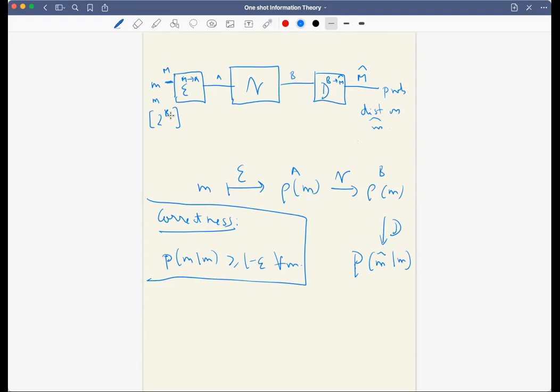Now the classical capacity of the quantum channel is precisely this: the maximum rate R that I can push through with correctness greater than or equal to 1 minus epsilon for all m. Okay, so let's try to make sense of this. Let's prove the converse. As you have seen in the classical one-shot version of this problem, the converse was very easy to prove. The same thing is true here.